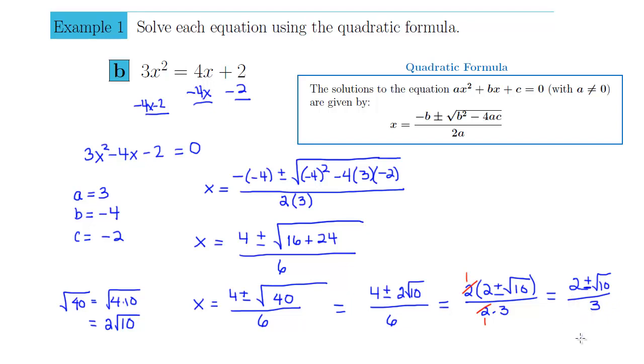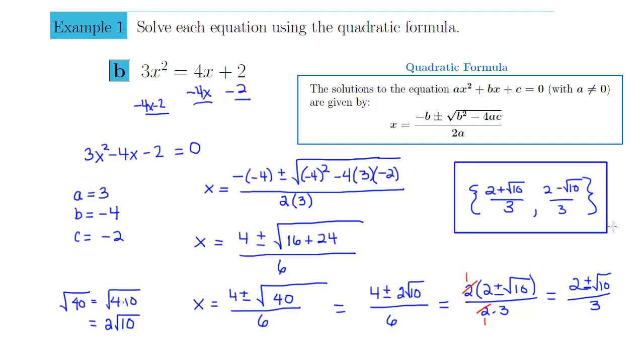Can we go any farther? No, we've simplified as far as we can at this point. That means there are 2 answers to this quadratic equation. We'll write them in a solution set. 2 plus the square root of 10 over 3, and 2 minus the square root of 10, all divided by 3. Let's box our answer, and we're done with this example.